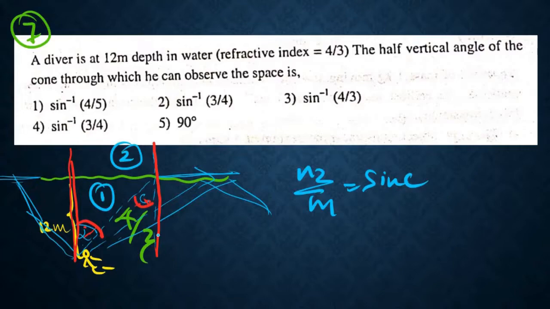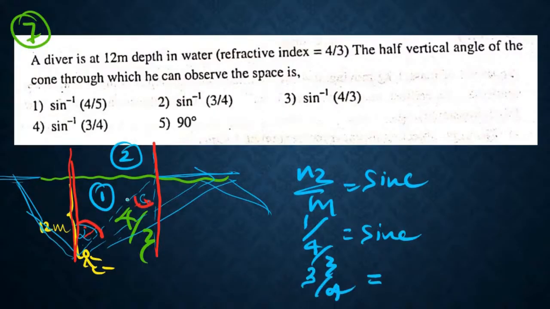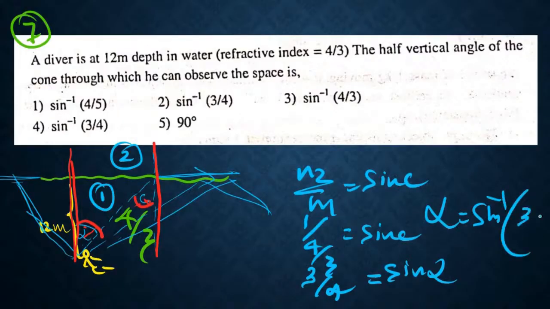So it's 1 divided by 4 over 3 equals sin C. So it's 3 over 4, right? 3 over 4 equals sin C equals sin alpha. So alpha equals sin inverse 3 over 4. It's the fourth answer.